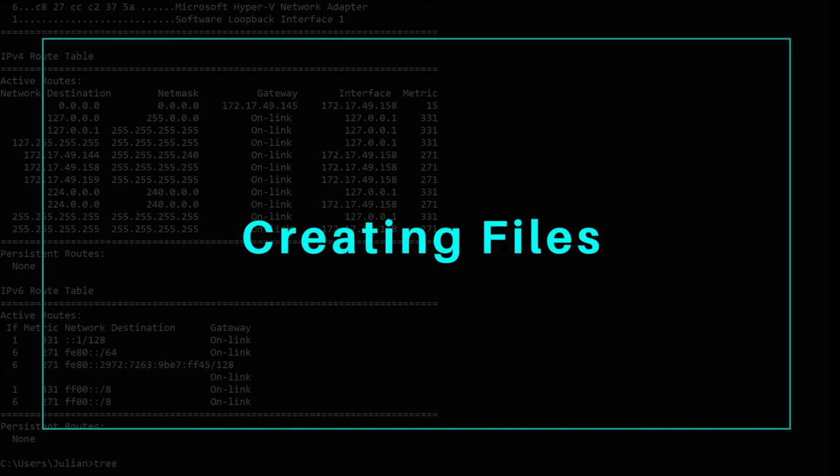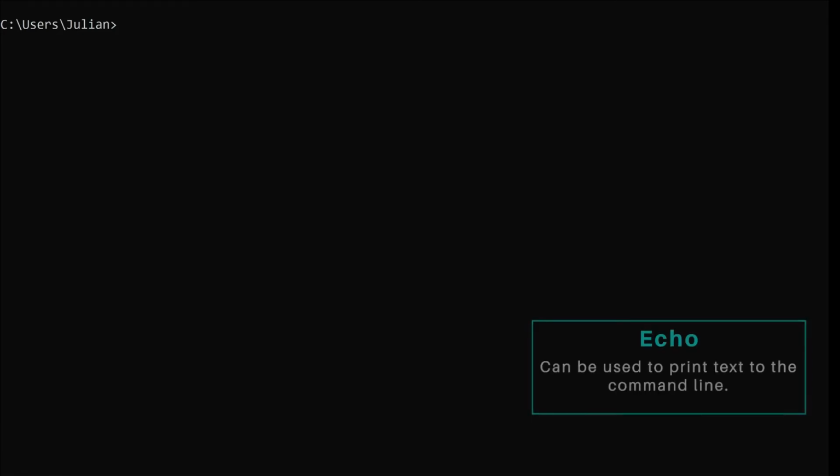Creating files. Our first example of how to use a redirector will be creating a text file. To create a file with a Windows command line, we're going to use the echo command along with the redirector. Echo is primarily used to print variables or strings to the command line, similar to print or console.writeLine in other languages. However, for now, we're going to redirect its output and use it to create a file.